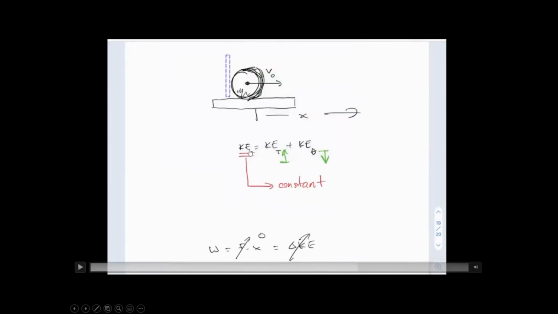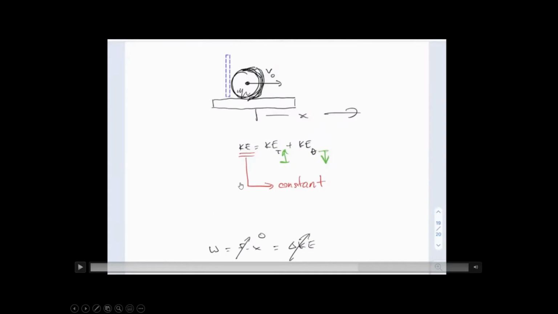The total kinetic energy has two parts. One of them is the translational kinetic energy of the car. So that's how fast the center of mass of the car is moving. The second comes from the rotational kinetic energy of the tires. So the total kinetic energy of the car is the combination of these. So if you lock up the brakes, you're reducing the rotational kinetic energy.